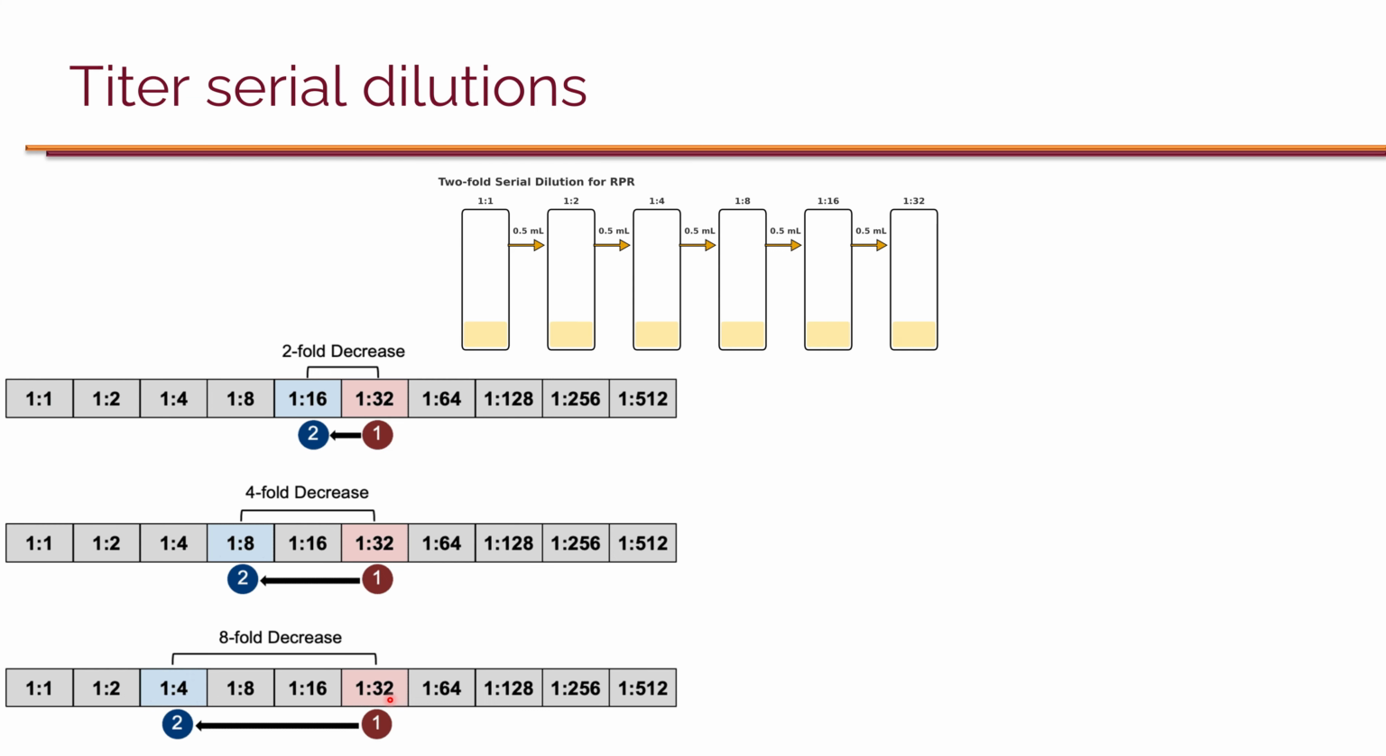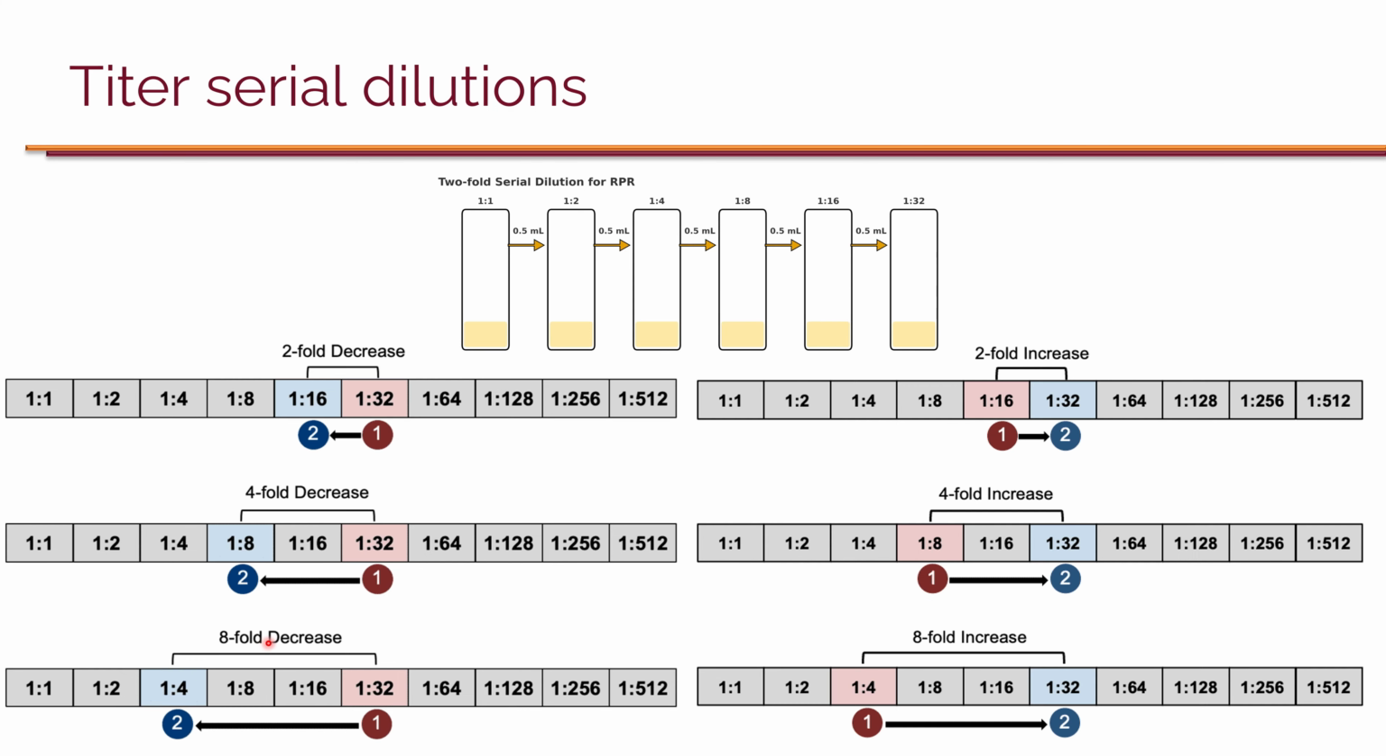In the third example, it goes from 1-to-32 to 1-to-4, and this is 3 jumps. So 2 to the third power is 8. So this is considered an 8-fold decrease. And of course, the first example is not considered cure, whereas the second and the third examples are proper response to treatment. And vice versa, if somebody was to have increased titers in syphilis serology, if it goes from 1-to-16 to 1-to-32, this is 1 jump. So that's a twofold increase. Going from 1-to-8 to 1-to-32 is a 4-fold increase, and so forth.